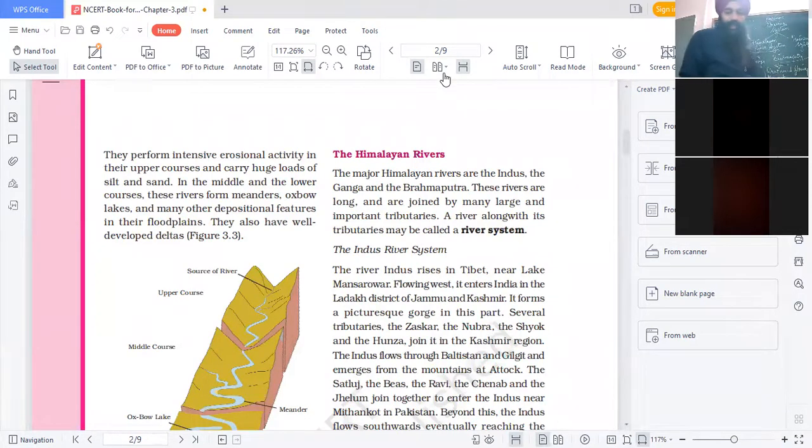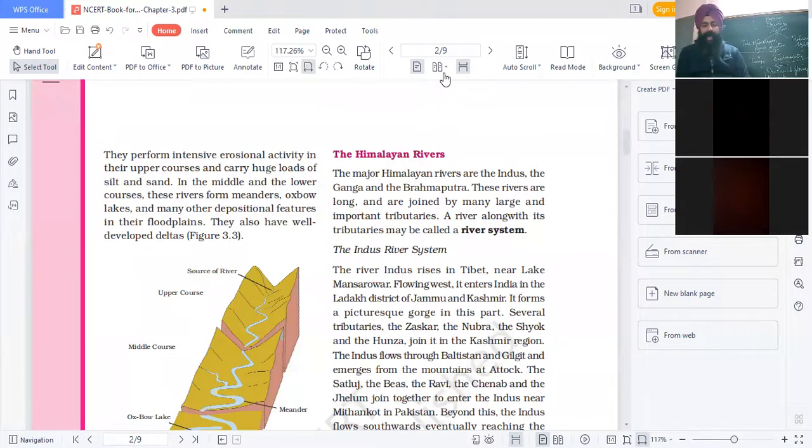These are rivers of glaciated origin. Himalayan rivers have a glaciated origin. Snow melted from the glaciers at higher altitudes of the Himalayas is the source of water for the rivers.